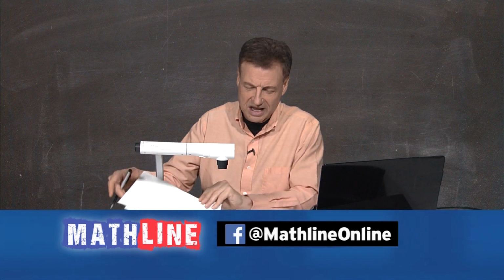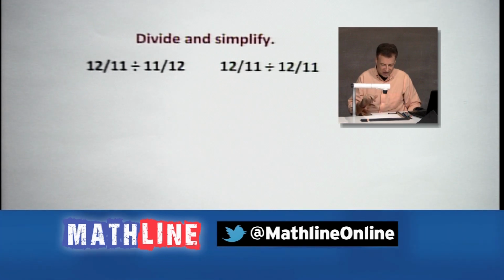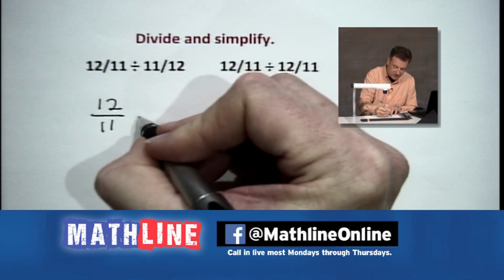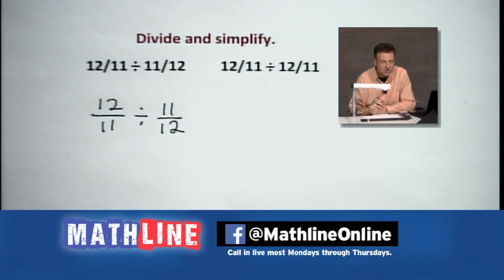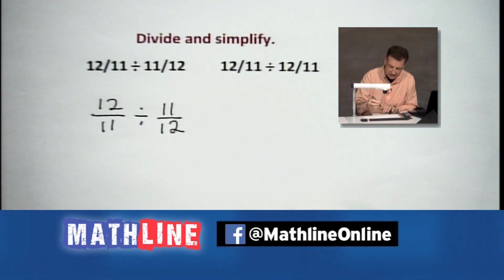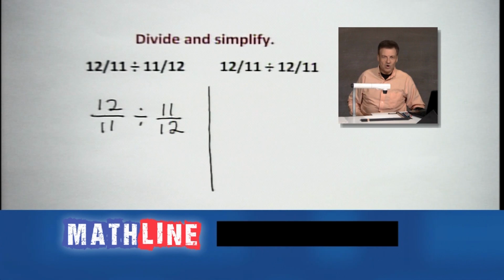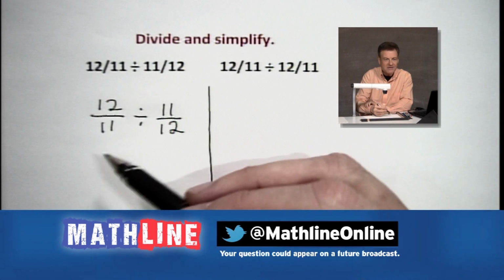Let's see. I think this one I've got here looks like a little bit of repetition. Let's go to this one. It says divide and simplify. How about it? Ooh, Ernie, you finally get some big numbers there. I want to make sure we know our times tables, right? So let's see what happens. I've got 12 over 11 divided by 11 over 12. Now, this little guy over here on the other side has a real interesting look, and I'm hoping some of you are noticing something about it.